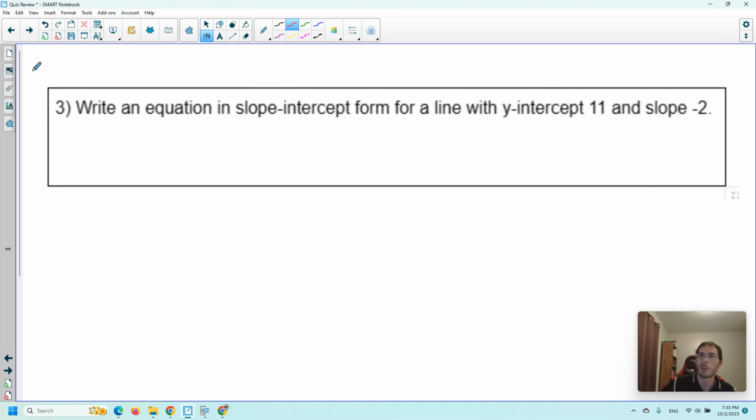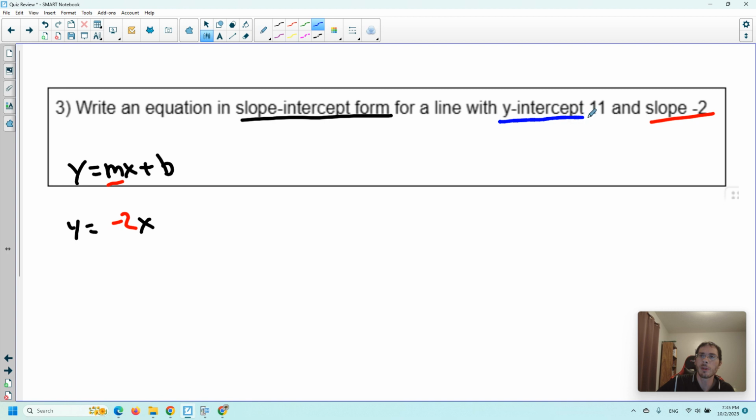For number 3, write an equation in slope-intercept form with a y-intercept of 11 and a slope of negative 2. So again, we've got y equals mx plus b is slope-intercept form. And our slope is going to be negative 2. Slope is m, so negative 2x. And then b is the y-intercept. The y-intercept is 11, so plus 11. And that's it. We are done.